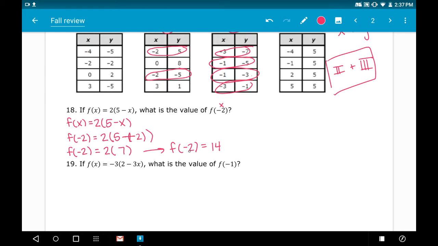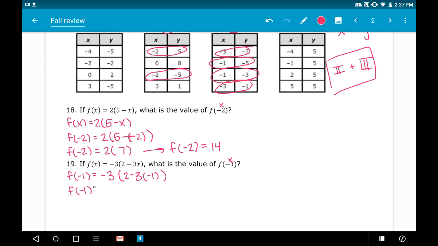On 19, we're going to do the same thing, except it wants f of -1. So I'll replace all of my x's with a -1. F of -1 equals, we copy down this exact equation they gave us, except now when we get to this x, we replace it with a -1.